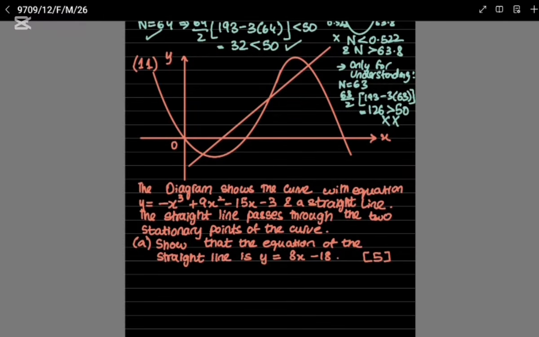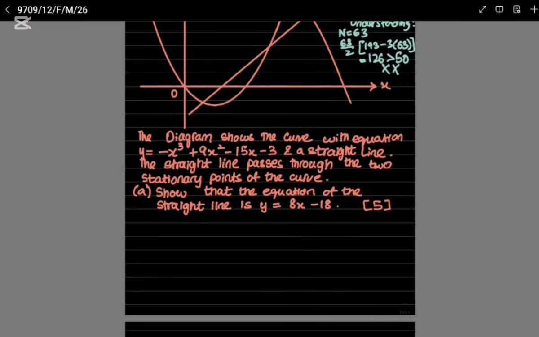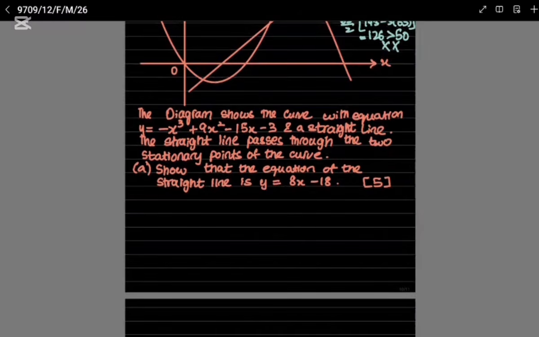Question number 11. The diagram shows the curve with equation y is equal to minus x cubed plus 9x squared minus 15x minus 3 and a straight line. The straight line passes through the two stationary points of the curve. In part A, you showed that the equation of the straight line is y is equal to 8x minus 18. So we have a clue that the straight line passes through the two stationary points.